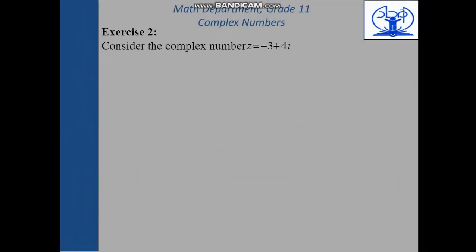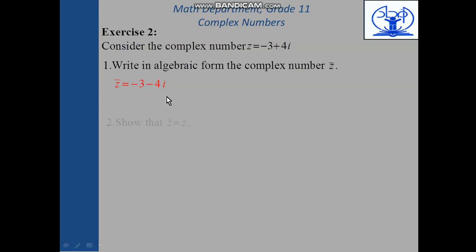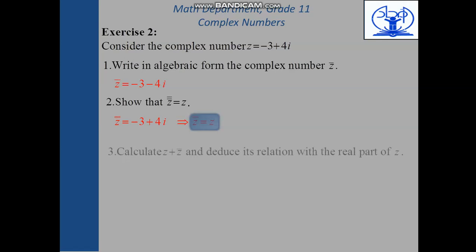Exercise 2. Consider the complex number z equal to minus 3 plus 4i. Write in algebraic form the complex number z bar. Very easy: minus 3 minus 4i. Show that z bar bar is equal to z. z bar is minus 3 minus 4i. For z bar bar, we take the conjugate of this one. So it's equal to minus 3 plus 4i, which is equal to z, the initial value. So z bar bar is equal to z.